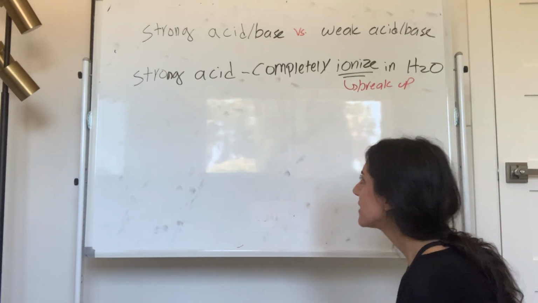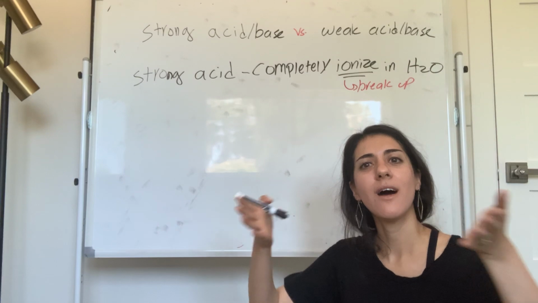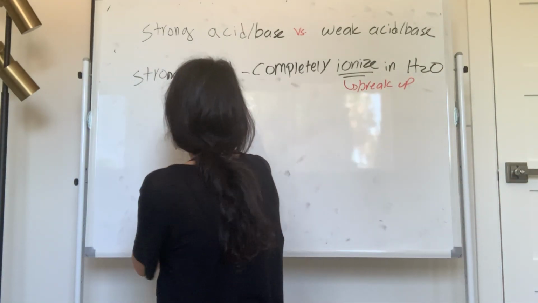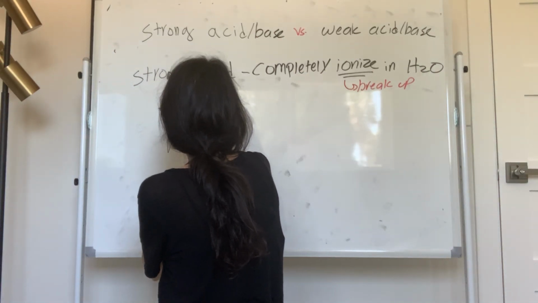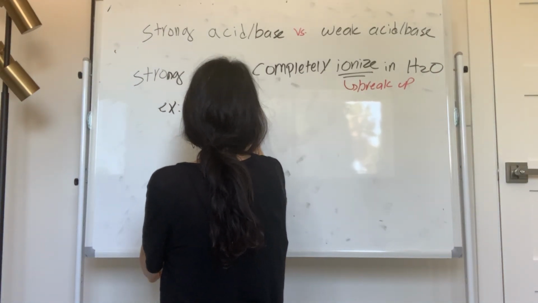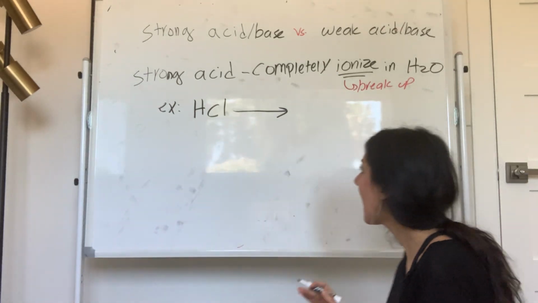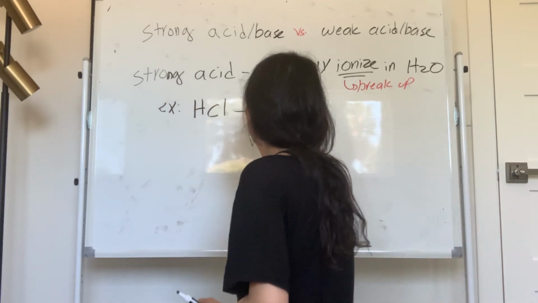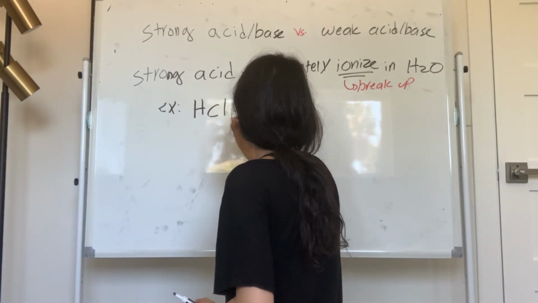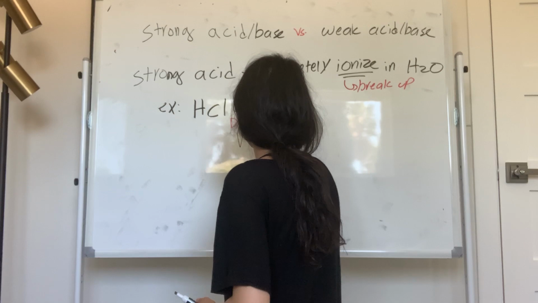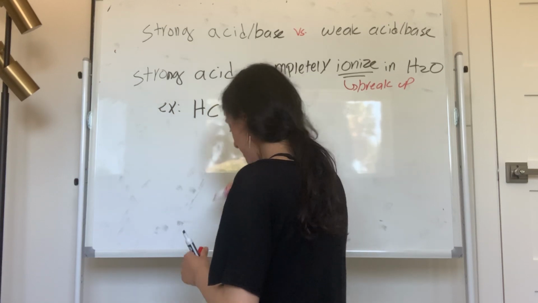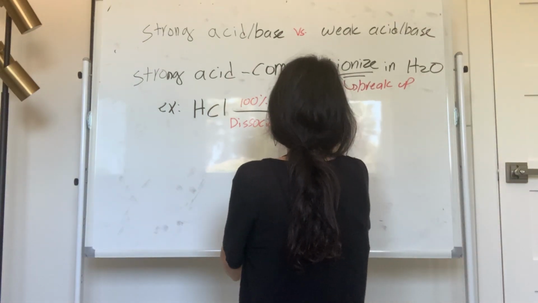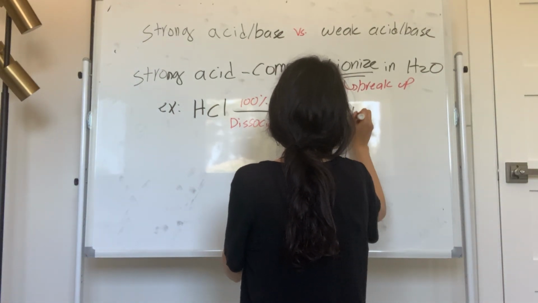Ready to do this? So, strong acids ionize completely in water. I'm going to give you an example. An example would be hydrochloric acid, HCl. Hydrochloric acid is a strong acid, okay? Because it's a strong acid, it's going to have 100% dissociation. It would completely break up in water, and it would break up into H plus and Cl minus.